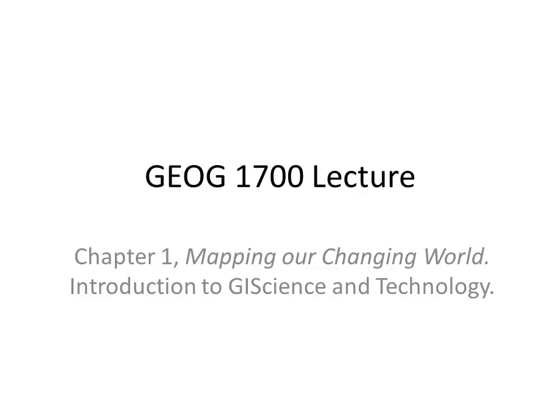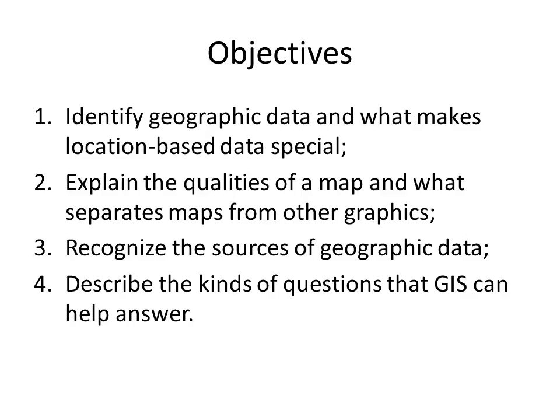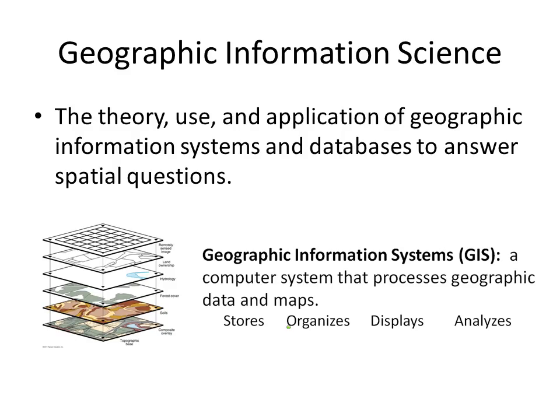In this lecture file, we'll look at Chapter 1 of Mapping Our Changing World, Introduction to GIS Science and Technology. The objectives of the chapter are to identify geographic data and what makes location-based data special, to explain the qualities of a map and what separates maps from other graphics, to recognize the sources of geographic data, and to describe the kinds of questions that GIS can help us answer.